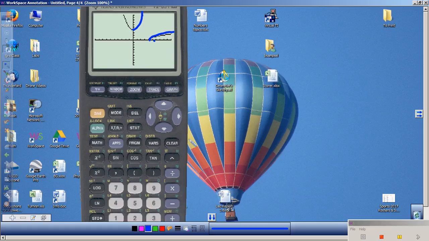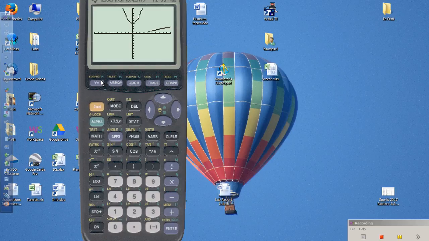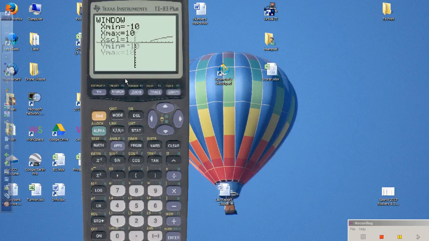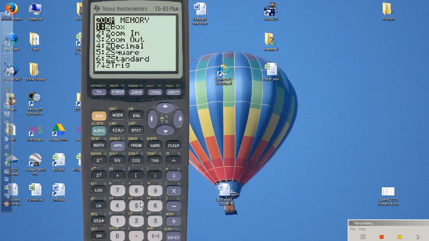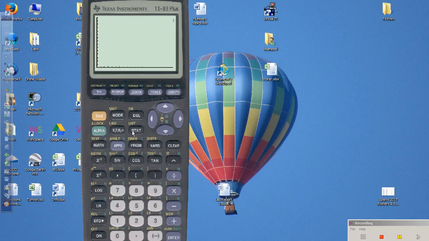Now I'm going to change something up here to make it look more clear. I'm going to do a zoom square. And I'm going to change it and look from actually 0 to say 20 and maybe 0 to 15, and then change it to square.